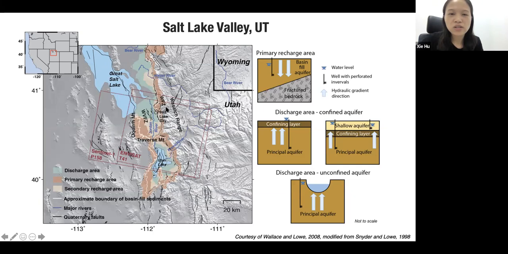Here it contains abundant snowmelt from the mountain that recharges the aquifer system, and the hydraulic gradient is downward. On the other hand, in the lower part of the valley, in the green shades, there is the discharge area. Here the groundwater will migrate to the surface, either the Great Salt Lake or the Jordan River.